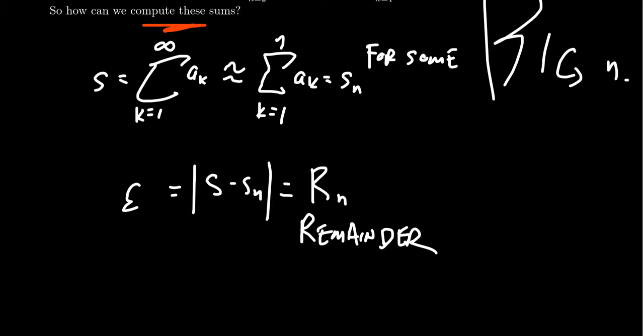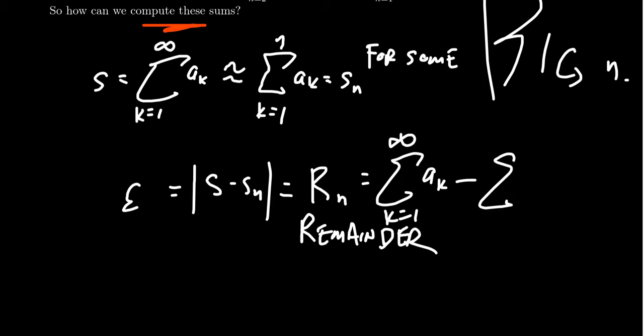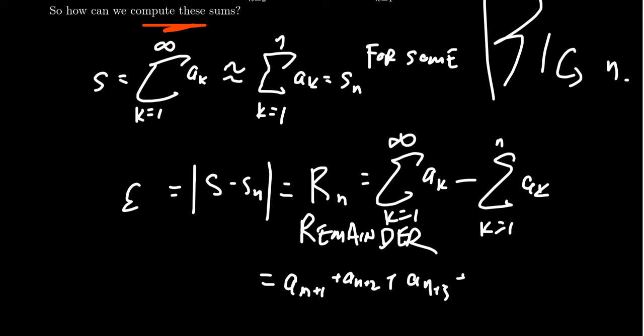And the reason why we call this the remainder is because if you take S, which is the series, as you go from k equals 1 to infinity of a sub k, and you subtract from that the partial sum, which is the sum where k goes from 1 to n of a sub k, then what you see here is the first n terms are going to get whacked off, and we're left with a sub n plus 1 plus a sub n plus 2 plus a sub n plus 3 plus a sub n plus 4 going on towards infinity right here.